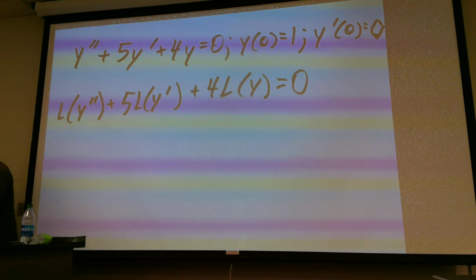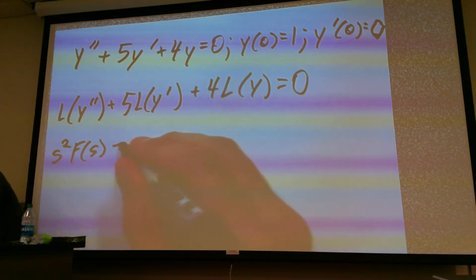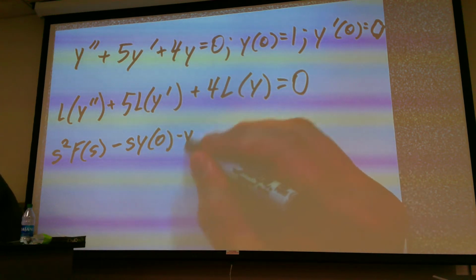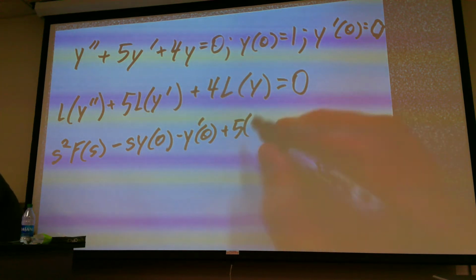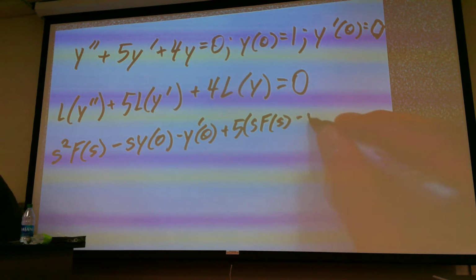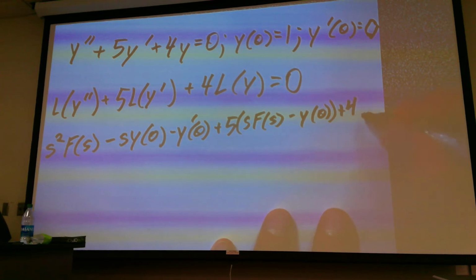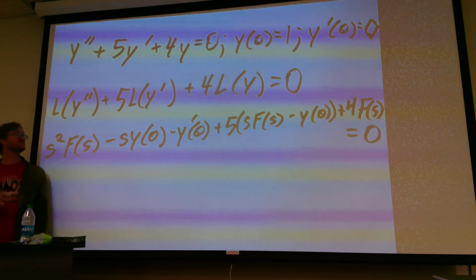Okay? So for y prime prime, that's going to be s squared F of s, now minus s times y of 0 and minus y prime of 0. Okay? Plus 5, that's going to be s F of s minus y of 0, and then plus 4 F of s. I'm running out of room, but all of that is going to equal 0. Okay, so that's the Laplace transform of that.